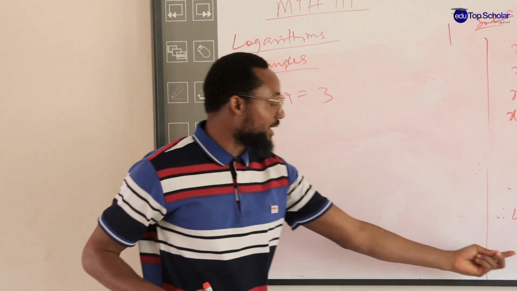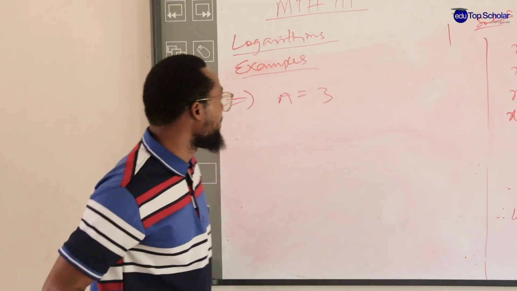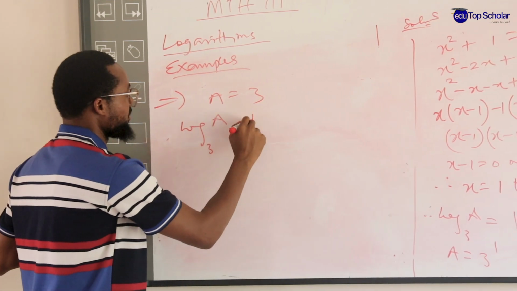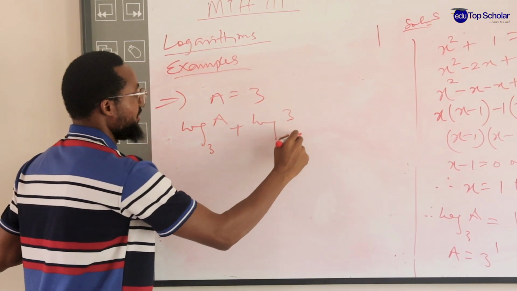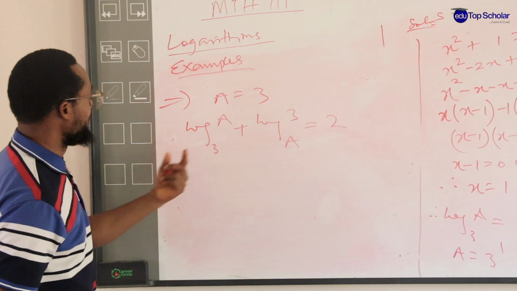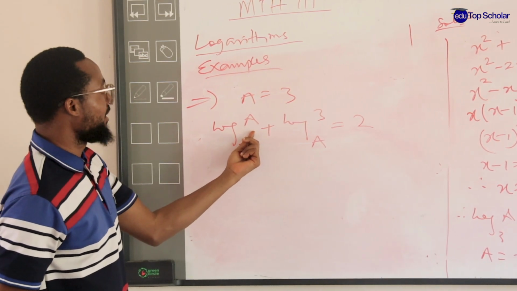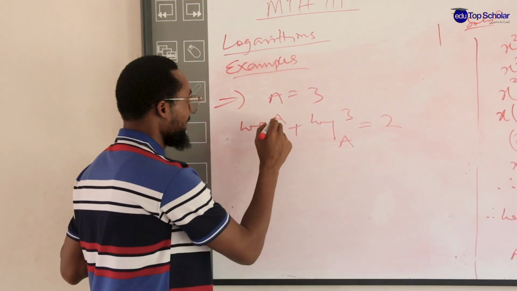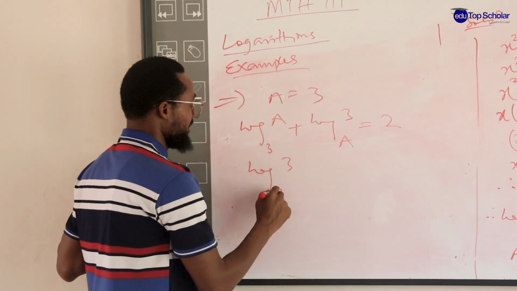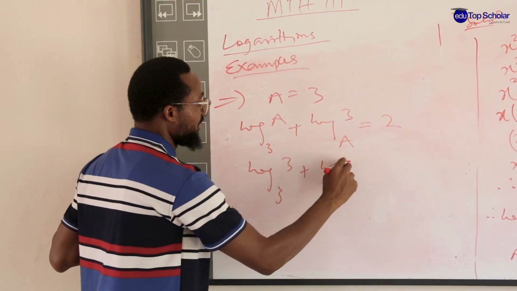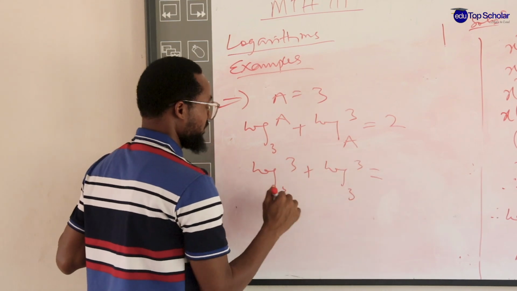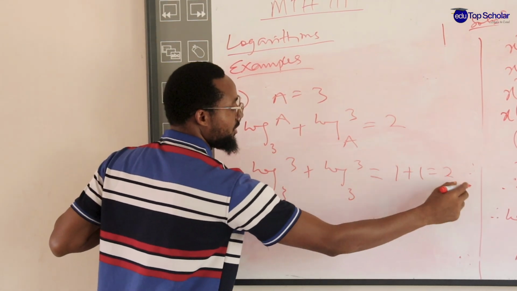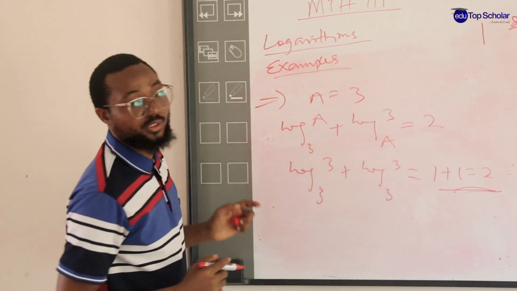And if we are putting this back, we want to substitute this back into the given question, which is log A base 3 plus log 3 base A equals to 2. Immediately we put the value of A back here, we have log 3 base 3 plus log 3 base 3. This one is 1 plus 1, which is 2. That shows that our solution is correct.